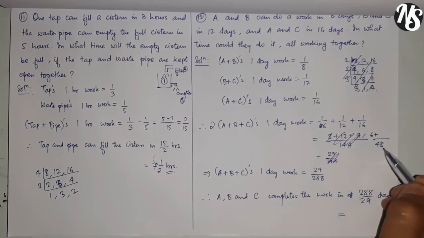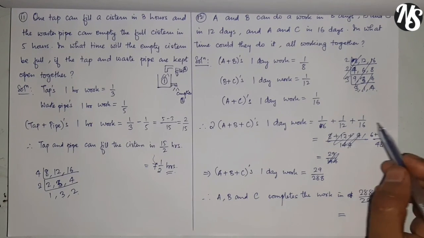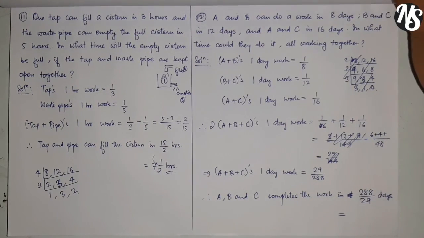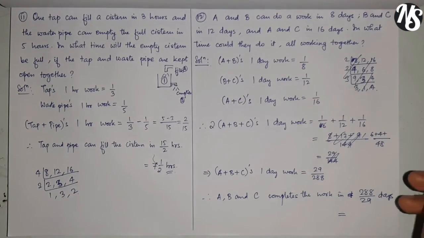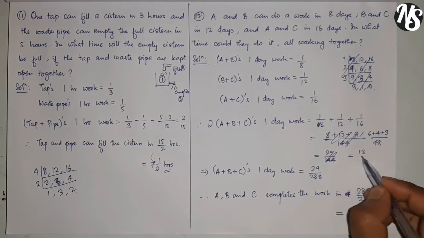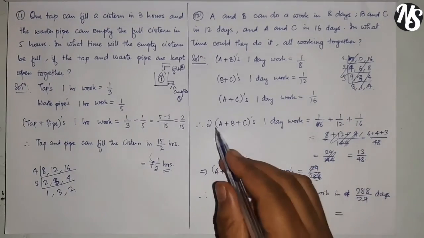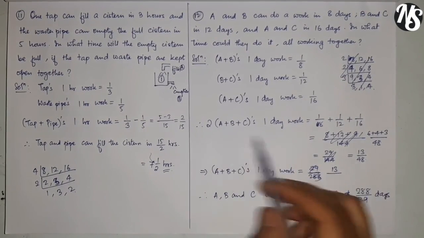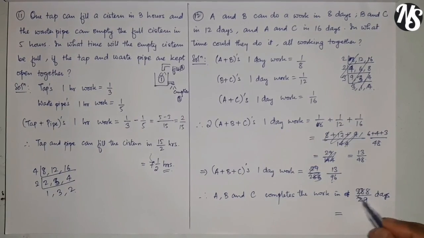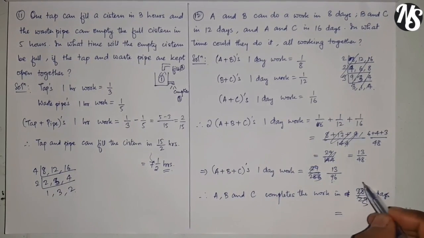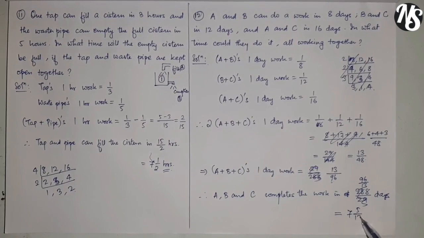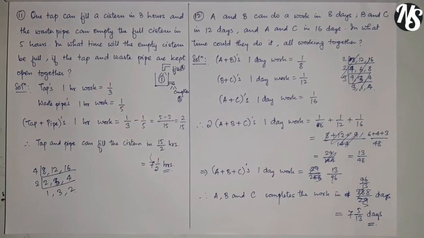Divide 48 by 8, you get 6. 6 into 1 is 6. Divide 48 by 12, you get 4, right? 4 into 1 is 4, plus divide 48 by 16. When you divide 48 by 16, you get 3, isn't it? So this is nothing but 13 by 48. So this 2 goes to the denominator, so it becomes 13 by 96, since 2 into 48 is 96. So A, B and C complete the work in the reciprocal of this, which is 96 by 13. So 96 by 13 is how much? It is 7 and 5 by 13 days if you convert it into a mixed fraction.